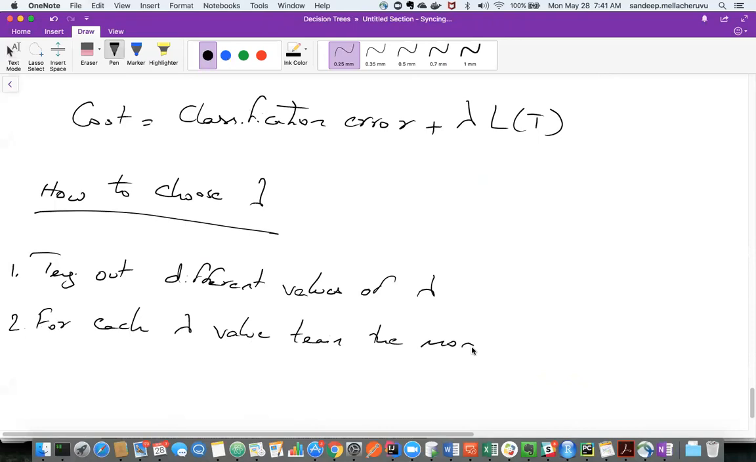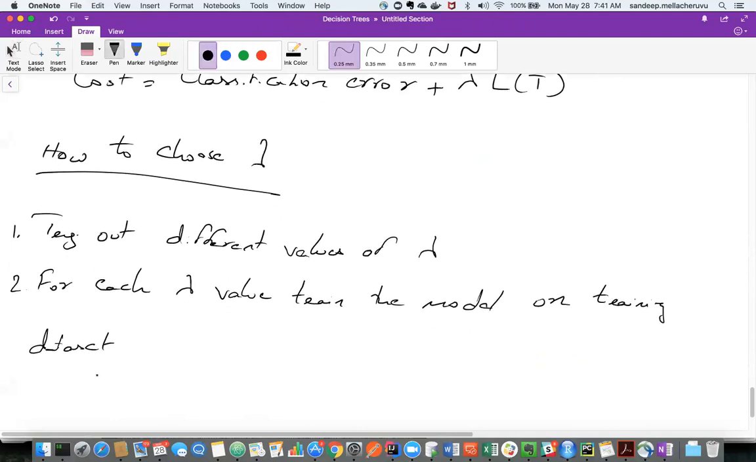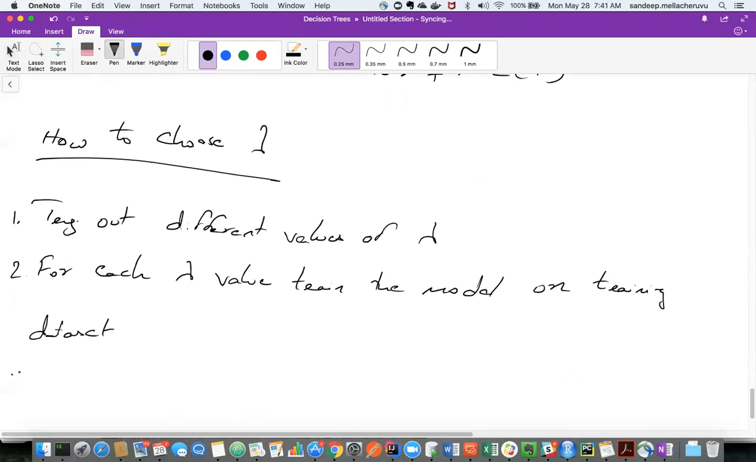Train the model, which means decision tree model, on the training data set. When I say train the model, you have to create a decision tree and then prune the tree as well using this lambda. Test, or get the validation error on the validation dataset.